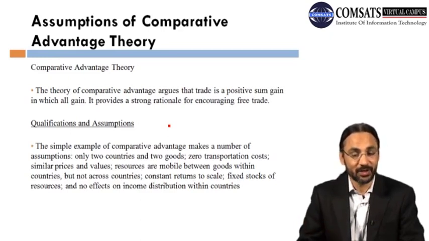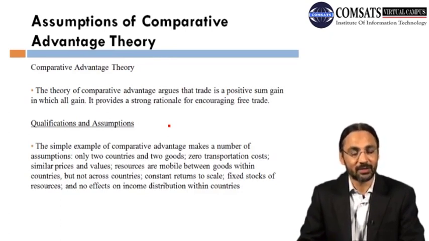The important thing is this is a positive sum gain, meaning both countries are getting something. In mercantilism we learned that it's a zero sum game, meaning one country is getting a positive outcome and the other country is getting a negative outcome, so overall the result is zero: positive plus negative is equal to zero. But in comparative advantage, it is a positive sum game. One country is getting something and the second country is also getting something when they are trading with each other.